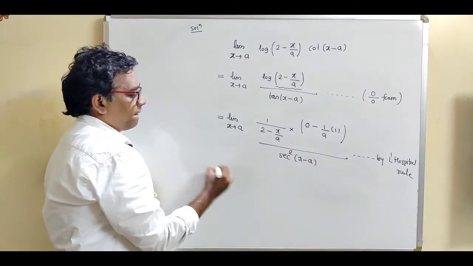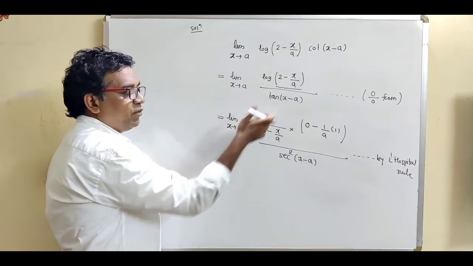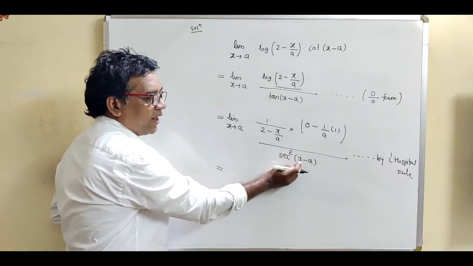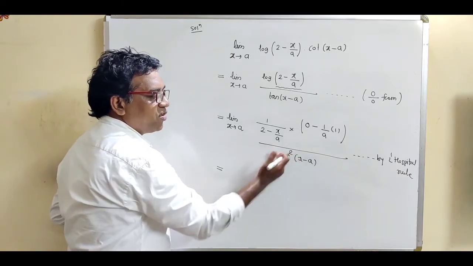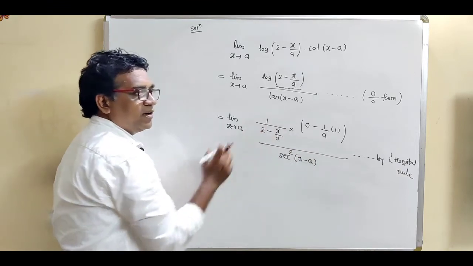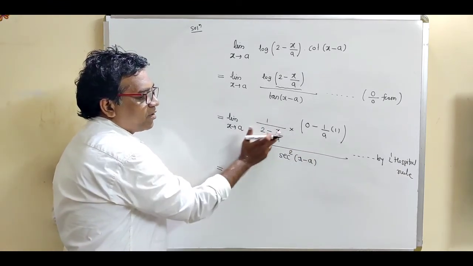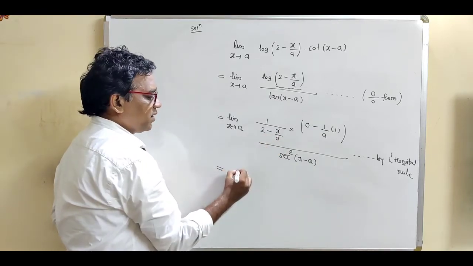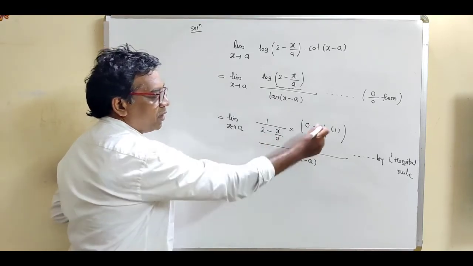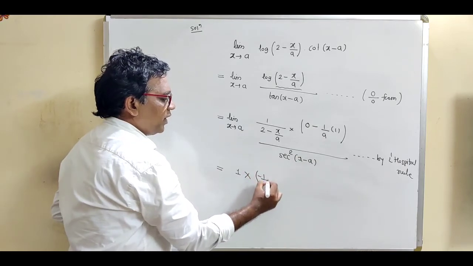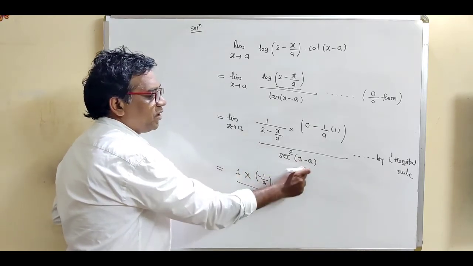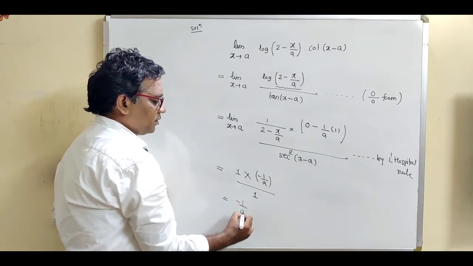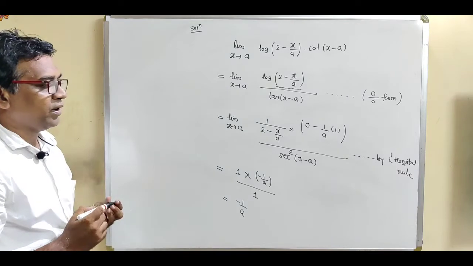So this is equal to, now just put x equal to a and find out the answer. If you put x equal to a in denominator, then a minus a it is 0, sec 0 it is 1, so denominator it is 1. Put x equal to a in numerator, so a upon a it is 1, so 2 minus 1 it is 1, into this is minus 1 upon a, and put x equal to a in denominator, sec 0 it is 1, so this is the final answer, this is minus 1 upon a.